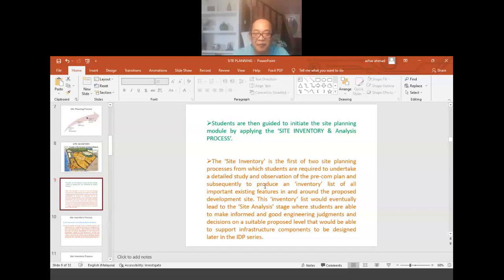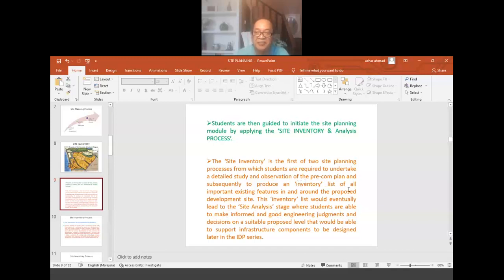And subsequently, from the observation, to produce an inventory list. Okay, what is the inventory list? I'm sure some of you have come across the word inventory. Okay, the word inventory actually refers to a checklist of what is available, what is present, what is there. So the inventory list is actually a list of all the features that is currently on site before development. Okay, so the list would eventually lead to site analysis, where students are able to make informed and good engineering judgment.